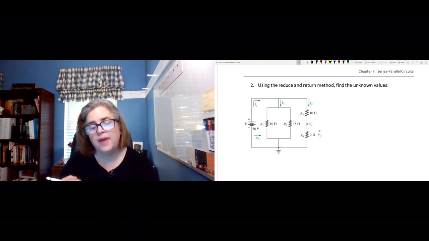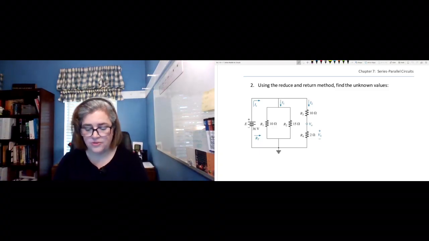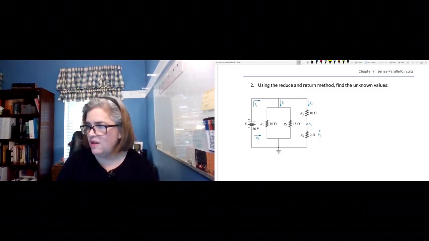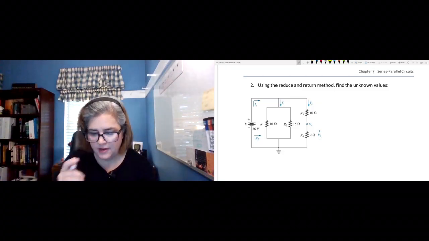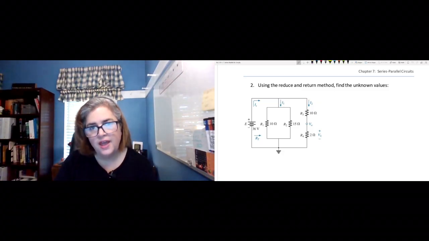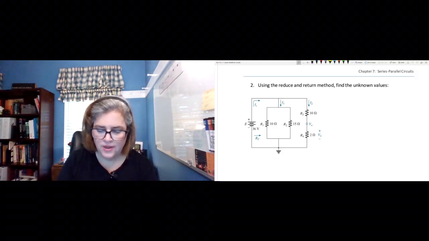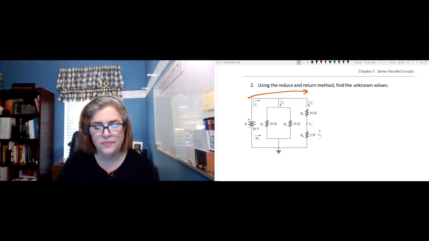And from that, we'll step back up and return through those steps to find everything else, our branch currents and our voltage drops. So we're going to use this circuit as our example. And for the first step, I like to start as far away from my source as I possibly can. So I tend to go all the way to the end of the circuit.